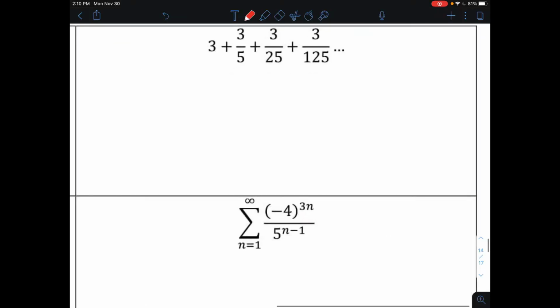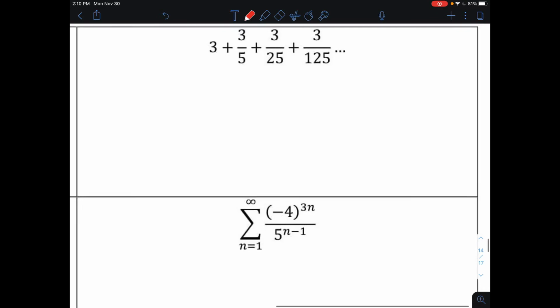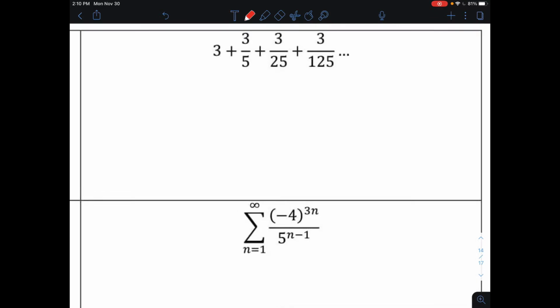All right, let's look at this second problem. I'm given the first handful of terms, and I want to know, will this series converge or not? If it does converge, what is its sum? Well, I need to figure out what r is. What's the pattern here to get from one number to the next? I'm multiplying by 1/5 each time. So that means that r is equal to 1/5.